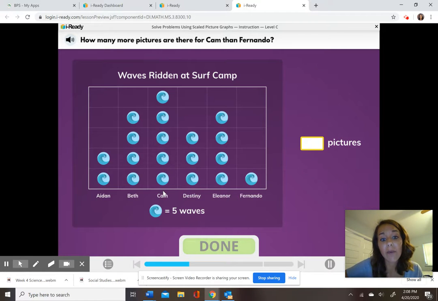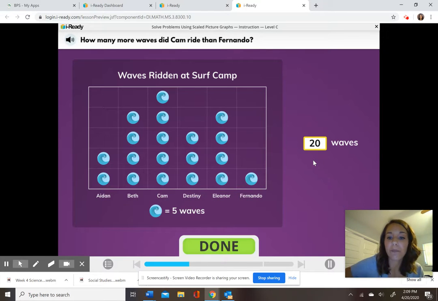If they did, then I would have to count 5, 10, 15, 20, 25. And then also 25 minus 5. It doesn't ask me how many more waves. It just says how many more pictures. So there are 5 pictures here and 1 picture here. 5 minus 1 is 4. So there's 4 more pictures for Cam than there is for Fernando. Now they're asking about the waves. So in this case, it is 25 minus the 5, which is 20. So hopefully that makes sense to you.